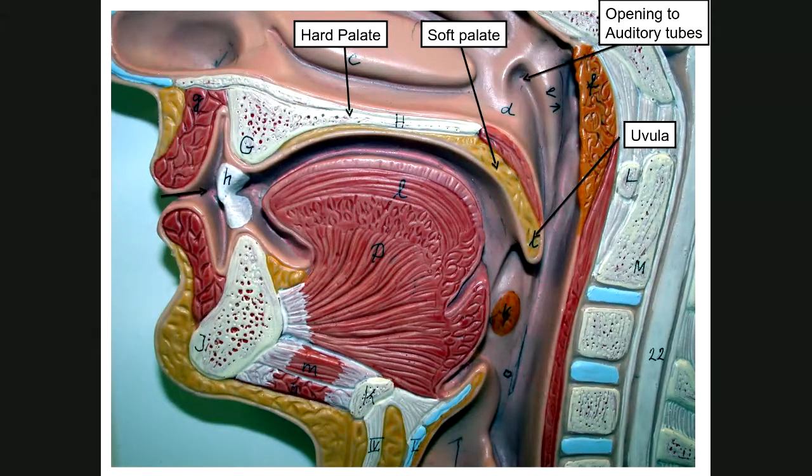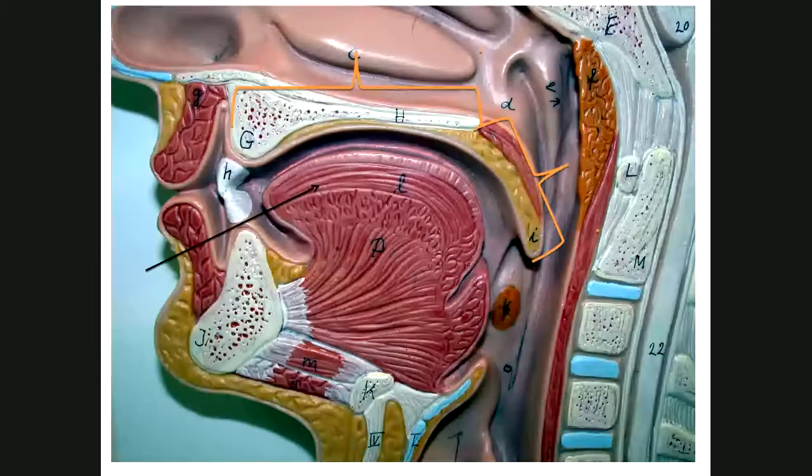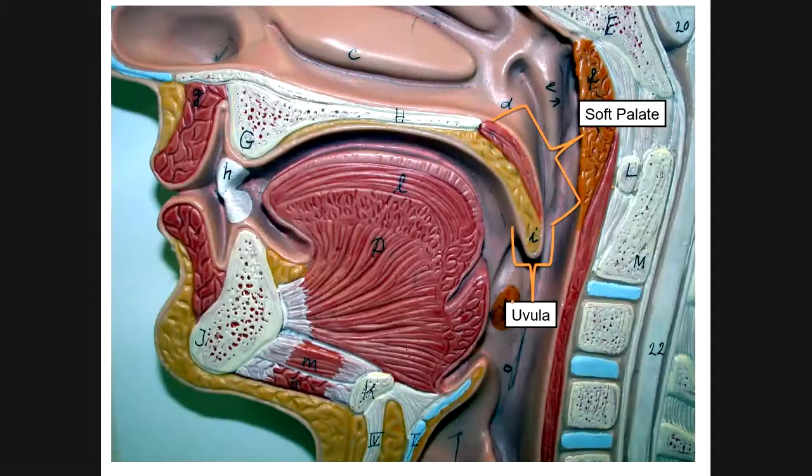Another thing we have here is this little hanging-down structure, which is part of the soft palate. That is called the uvula. Now, some people think this has something to do with voice, but it does not. It has nothing to do with voice. It's just part of this thing that closes this off when you swallow. So here's the soft palate, and there's the uvula.